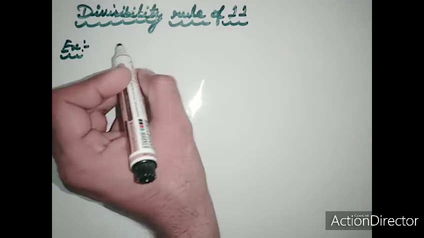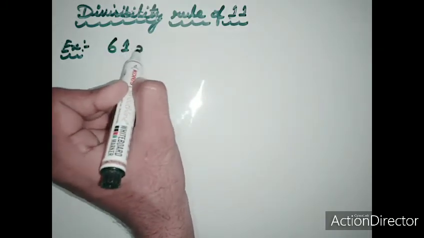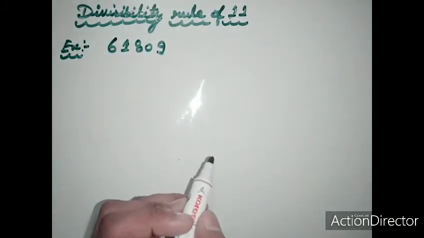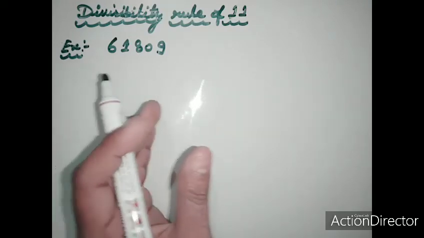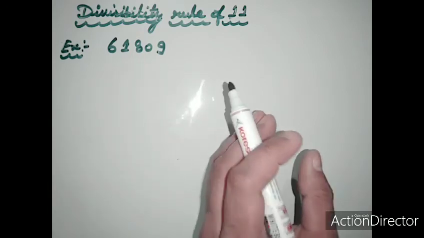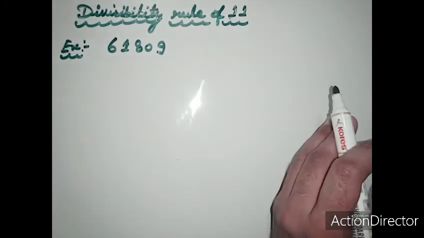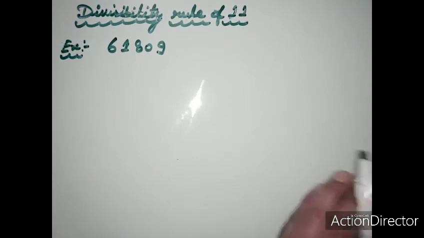Now here we solve one example. Here we check whether a number is divisible by 11 or not. So the number is 61809. Now students, what we do here: first we add the odd places numbers, and then we add the even places numbers, and after that we find the difference of these two, the sum of odd places and the sum of even places. If the difference is 0 or divisible by 11, then we say that the whole number is divisible by 11.